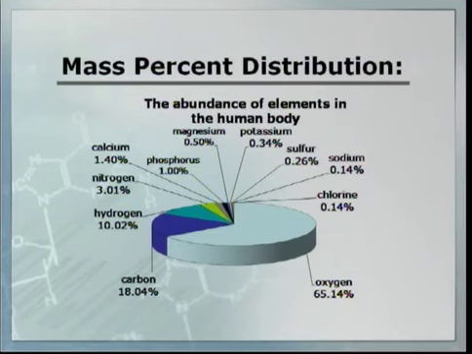Notice that after oxygen, it is carbon that is the second most abundant. So unlike the Earth, which has silicon as the second most abundant, we have carbon as the second most abundant element in our body. And then, of course, everything else.